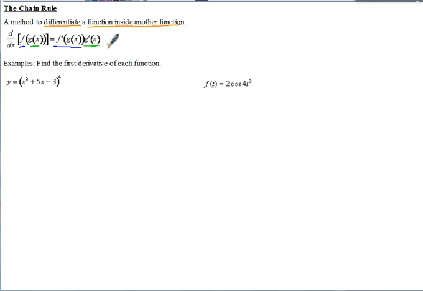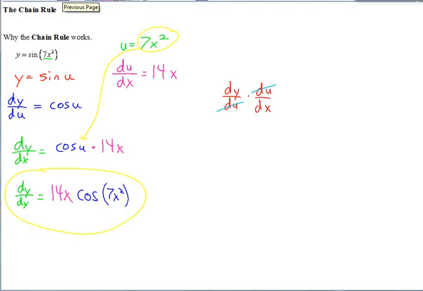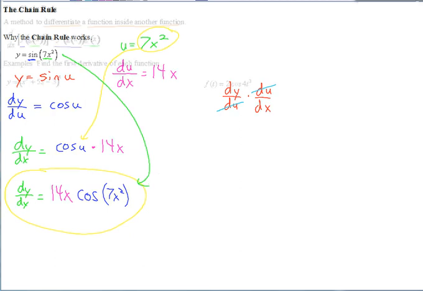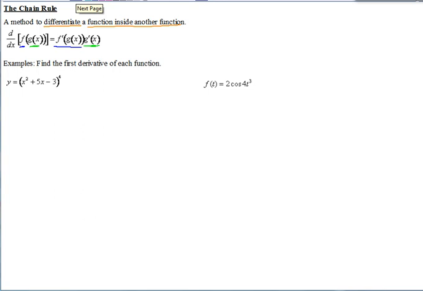And if you look back at the previous problem, you can see that's essentially what it means. You take the derivative of the outer function, sine of 7x squared, which is cosine of 7x squared, and then times the derivative of the inside function, the derivative of 7x squared, which is 14x. So that's how you can go quickly from there to there without all the steps in between. So let's take a look at some example problems here. Let's find the first derivative of each function.